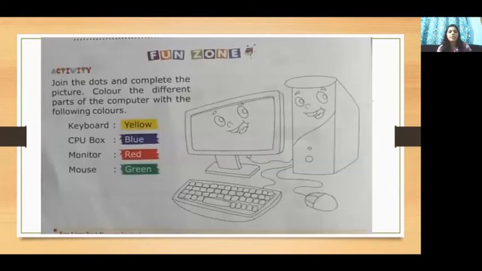Okay, down to that, one activity is there. Fun zone. It's very interesting. It is to color this picture. Join the dots and complete the picture. Color the different parts of the computer with the following colors. Keyboard, yellow color. CPU box, blue. Monitor, red. Mouse, green. All of you have to complete this activity.